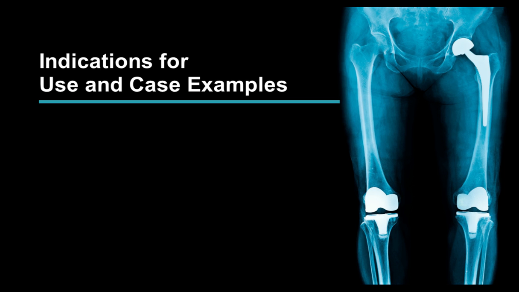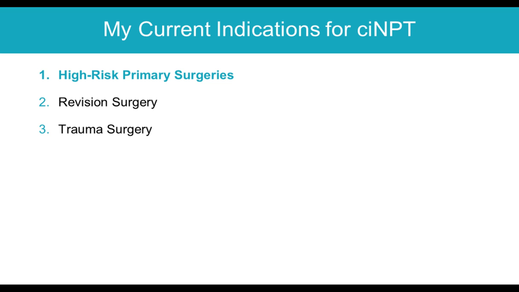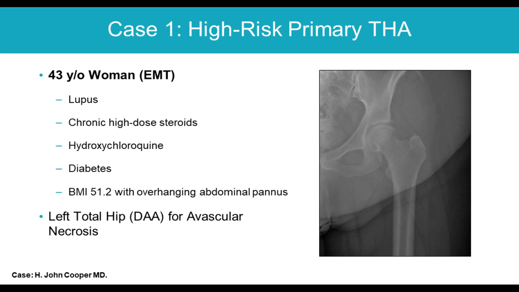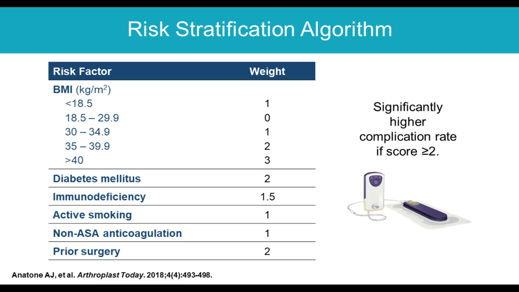I wanted to give a few examples of use of these in my practice. I use these in high-risk primary surgeries. This is an example of a patient with multiple risk factors like lupus, high-dose steroids, on immunosuppressive medications. She has diabetes and she's got a BMI of 51. She needs a total hip to keep working. Using the risk stratification algorithm, her risk score is going to be way above 2.